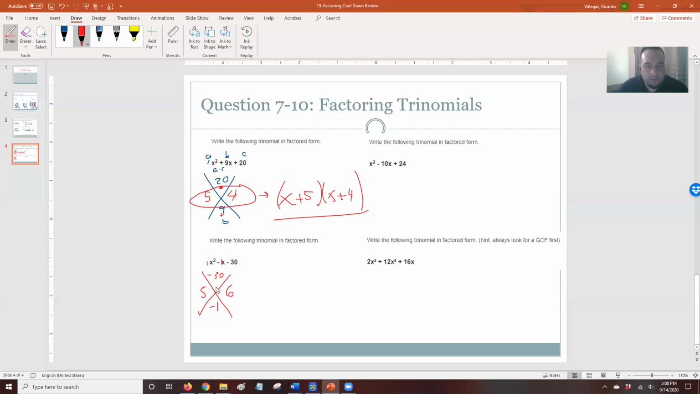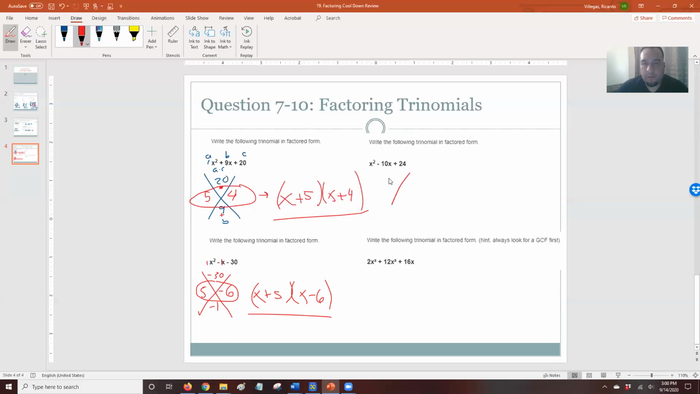And since we want to multiply this to get negative 30, but we want to subtract or add them to give us negative 1, we know that the big number has to be the negative so that we can have negative 1 left over. Once we have this, we can straight get our factors from this point here. So x, this is going to be a plus 5, and this is going to be a minus 6. And that's your factored form.